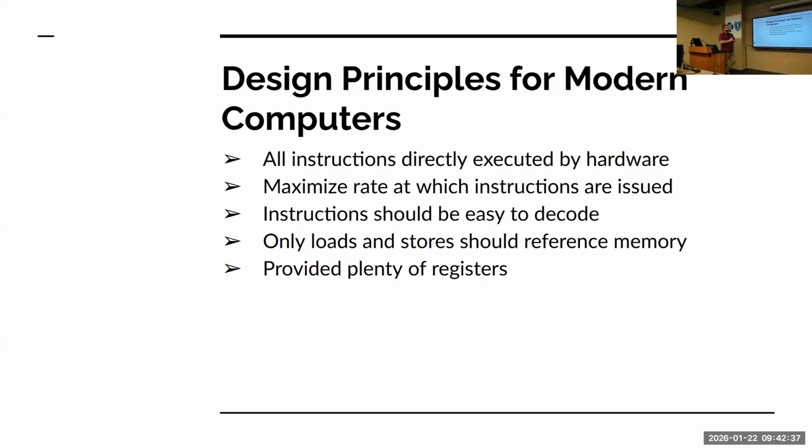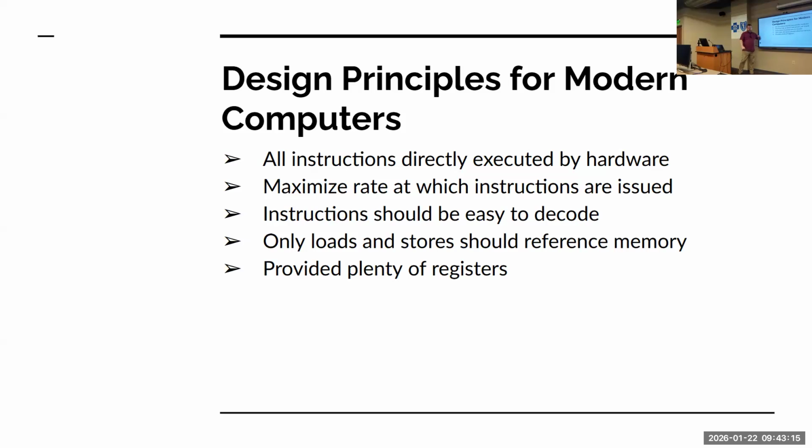We want to maximize the rate at which instructions are issued. Notice it doesn't say maximize the rate they're completed. It says maximize the rate they're issued. If we can be doing more instructions at once, we'll be doing better. We want instructions to be easy to decode. So we don't want a long, complicated circuitry to decide what this instruction is. Of those 64 bits we have for our instructions, we don't want every 2 bits to tell us something different. It's good if, say, these 13 bits are telling something, these 6 bits are telling something, but we don't want every bit to be something different. We don't want it complicated to decode.